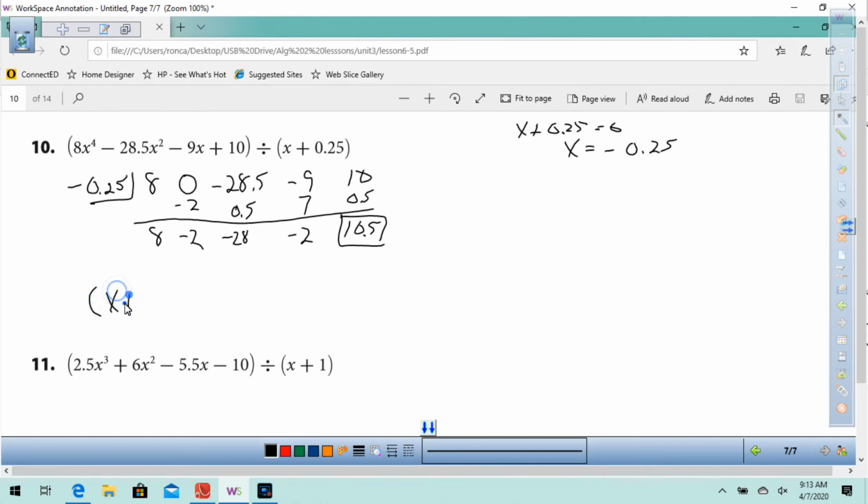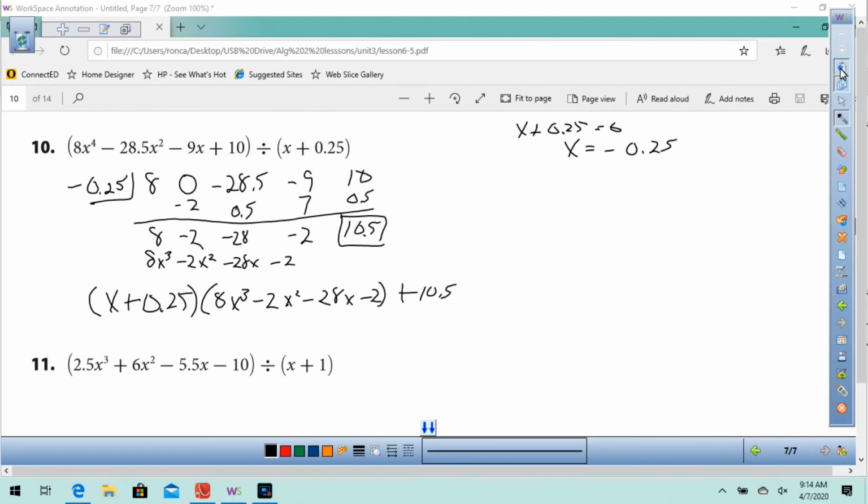So we got x plus 0.25 times 8x cubed minus 2x squared minus 28x minus 2, plus 10.5. Okay. Remember, this is to the fourth power, so that's going to be to the third, because we are actually taking an x out of it. That's what we're actually doing.